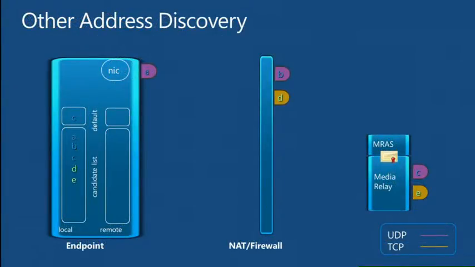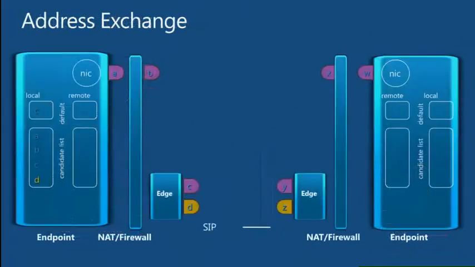There are some additional candidates that you might be able to discover. One example is if you have multiple network cards. For every network card that you have on your machine, you will discover candidates. Another example would be UPnP. I think Windows XP still supports UPnP. It's a protocol where you can talk to your NAT device, if it supports UPnP, and where the NAT allows you to allocate a candidate directly on the NAT.